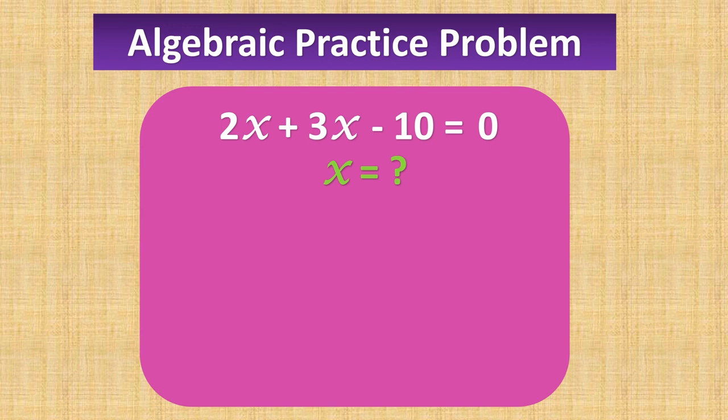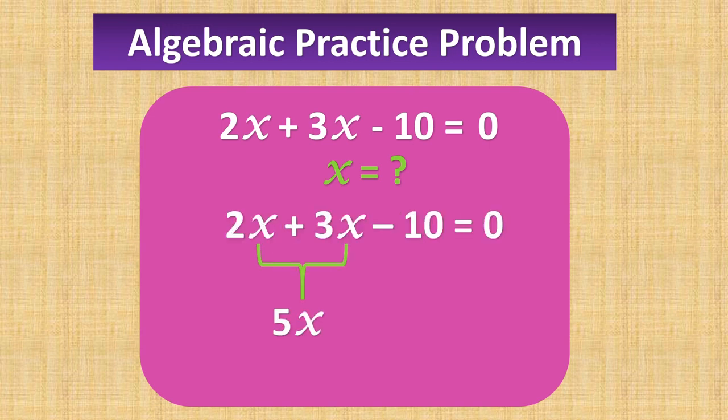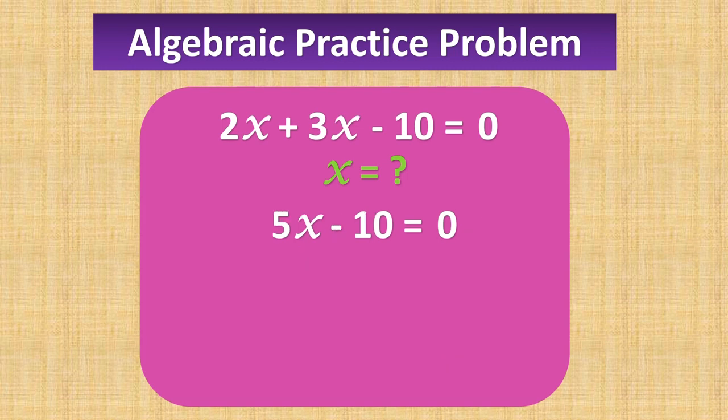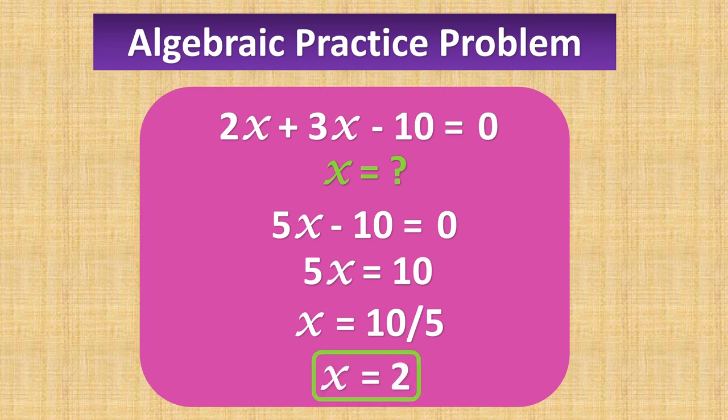So 2x plus 3x can be added together because both terms have the same variable. So the answer for 2x plus 3x would be 5x. So we write the equation as 5x minus 10 equals 0. And in the next step, we take 10 to the right-hand side of equal to sign, and the equation becomes 5x equals 10. And then we divide 10 by 5 and we get the value of x. The value of x is 2. So this is how you solve simple algebraic problems.